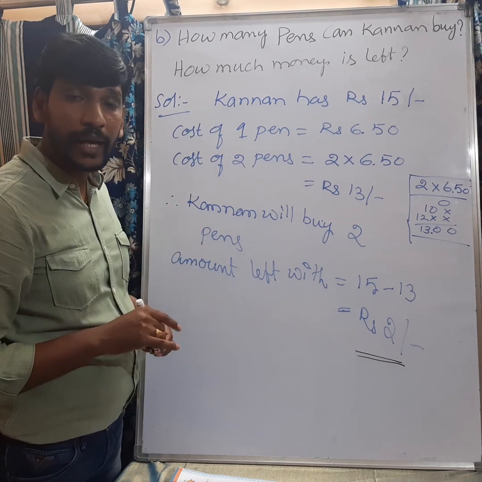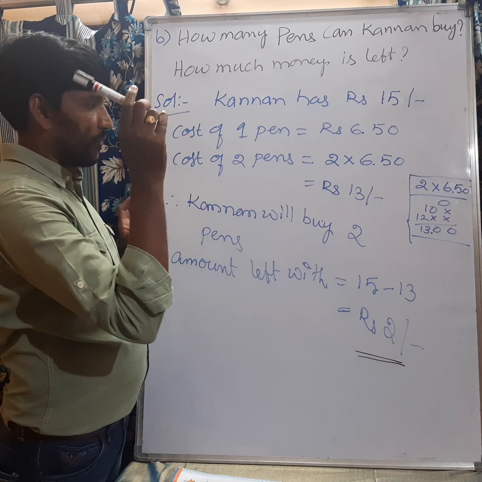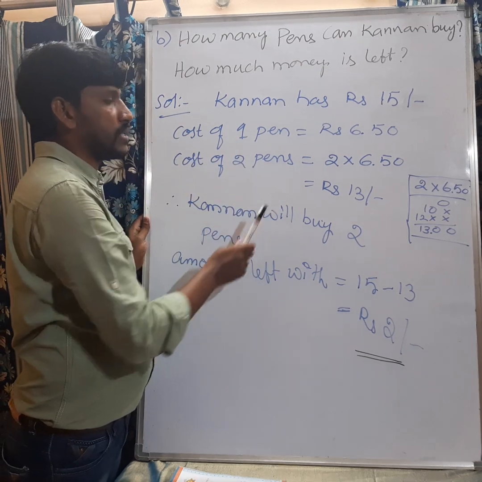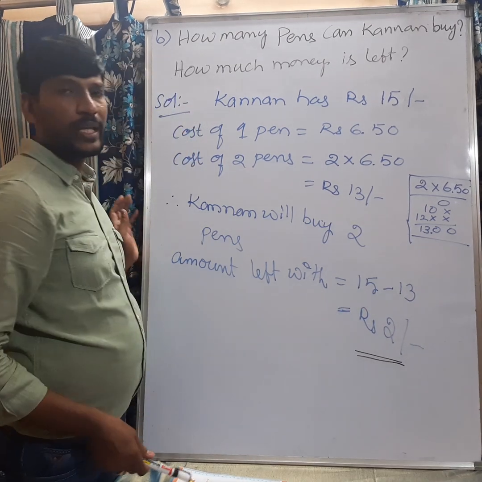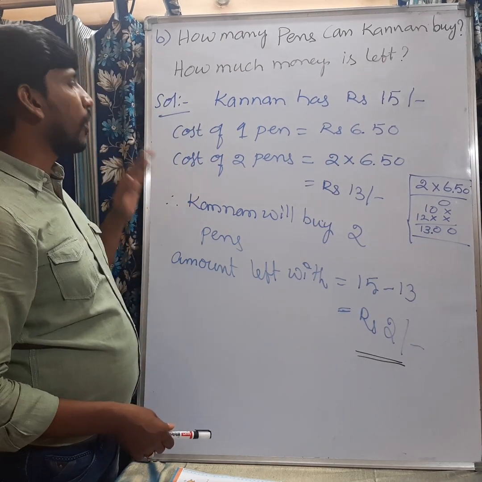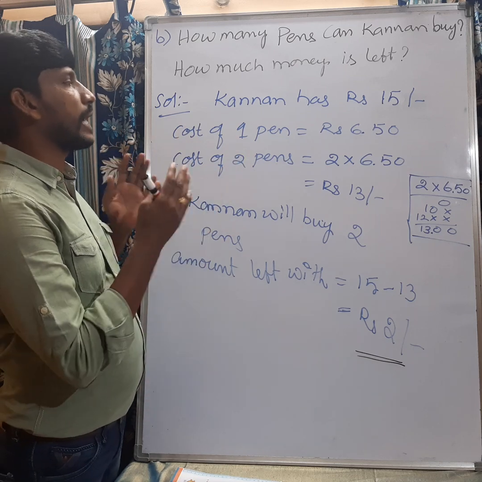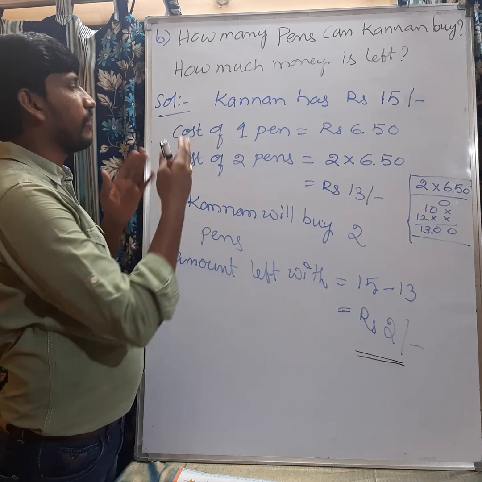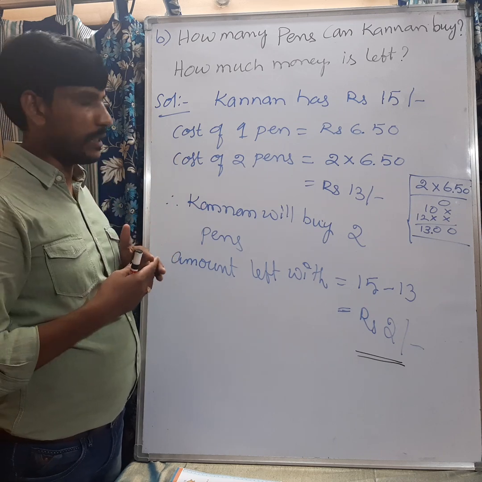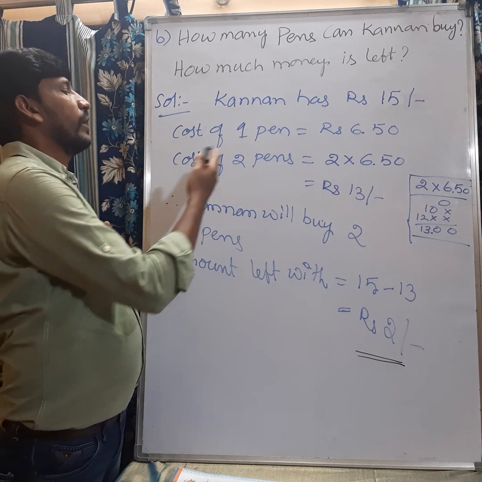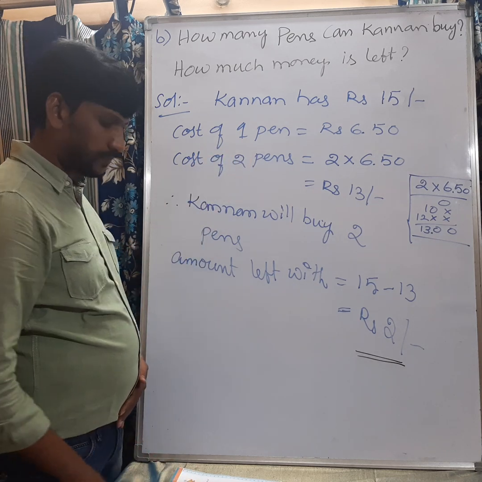How many eggs did he buy? That is 18 eggs, that is 1.5 dozen. 1.5 dozen eggs as well as 2 pens he will buy, and 2 rupees are left with Kannan. I hope you understood how to multiply two values and how to find the cost of many things if they give the cost of one thing. That is, the cost of 1 pen, how to find the cost of 2 pens. Clear? I hope you understood that, my dears.